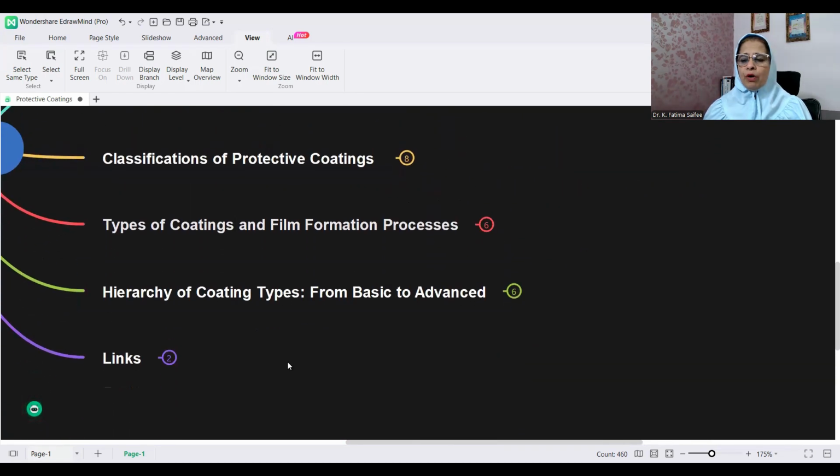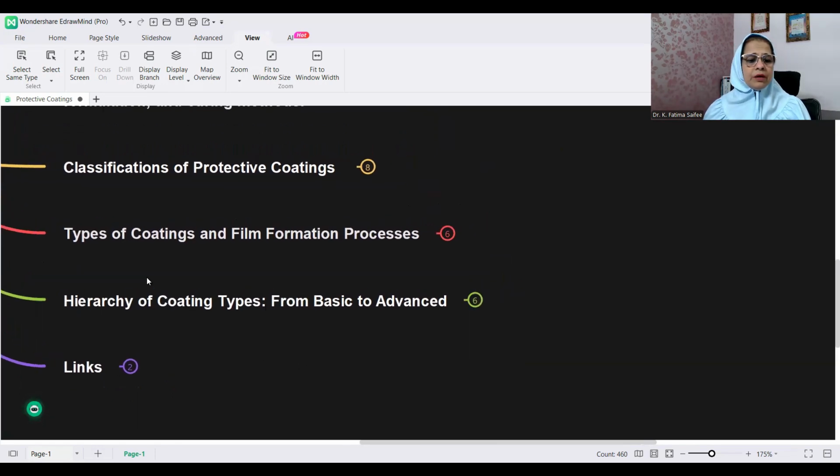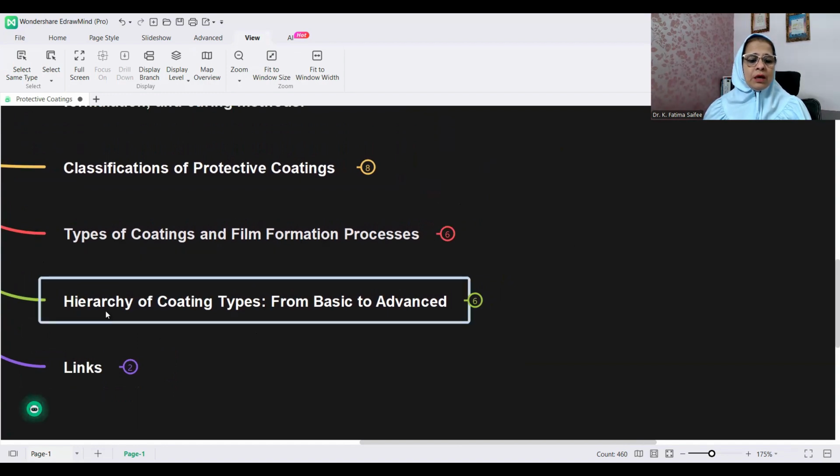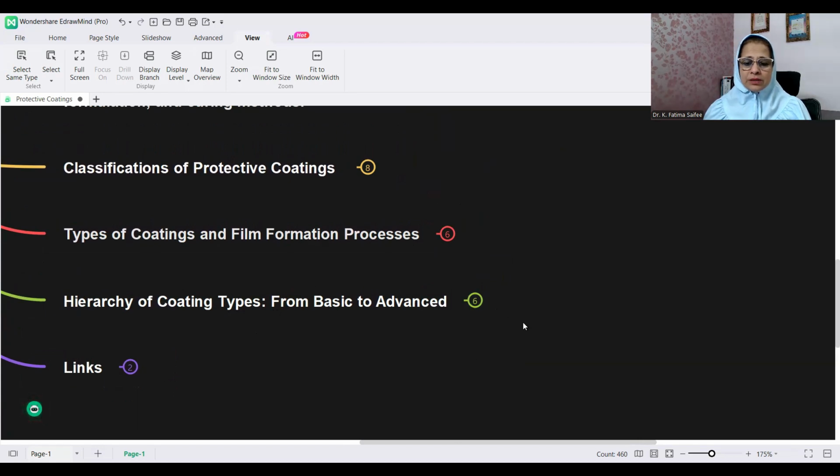Next, we will move on to one more video. In that, I will cover types of coating and the film formation process. Along with this, what are the types of coating, from basic to advanced. So we will move on to the next video.